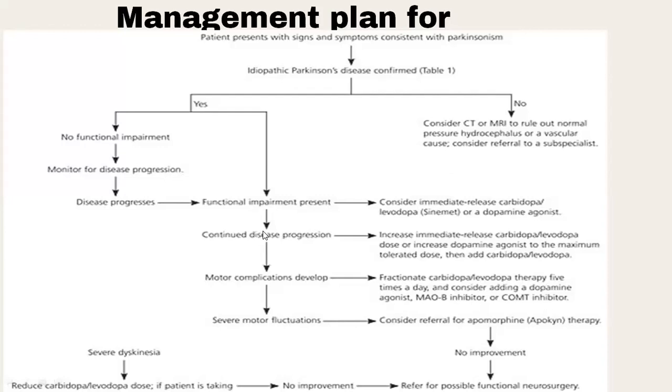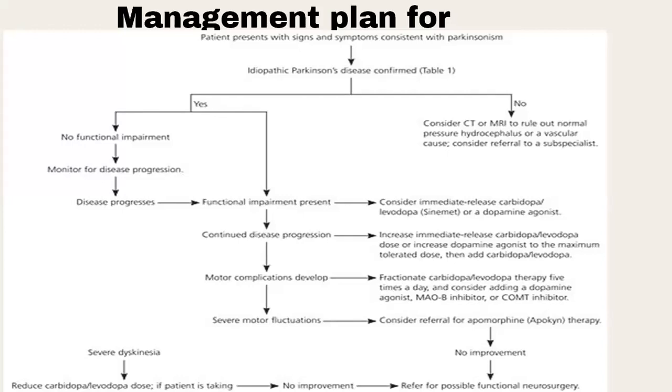ठीक है, अब क्या हुआ कि जो impairment है वो continue हो रही है. आप क्या करोगे, you will increase the dose of the combination to the maximum tolerated dose. ठीक है, अच्छा, now you can also add or increase a dopaminergic agonist to the maximum tolerated dose. दूसरी चीज क्या कर सकते हैं, we can also start with the dopamine agonist, and later, if the disease is progressing, we can increase the dose. So we can give a combination of carbidopa levodopa along with a dopaminergic agonist.